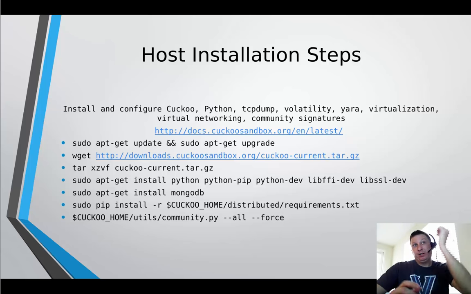Then we do wget off that downloads Cuckoo Sandbox current, the Cuckoo current tar file. Anytime Cuckoo's updated, this file URL will remain the same, so you just do the same command to grab the latest code.